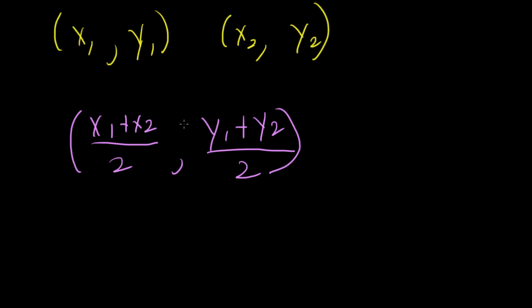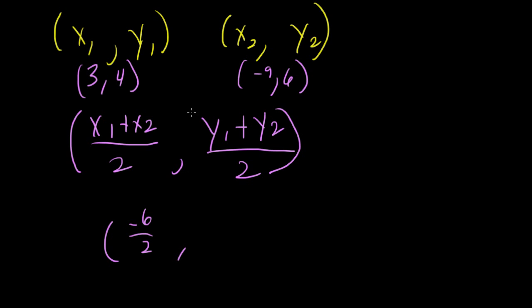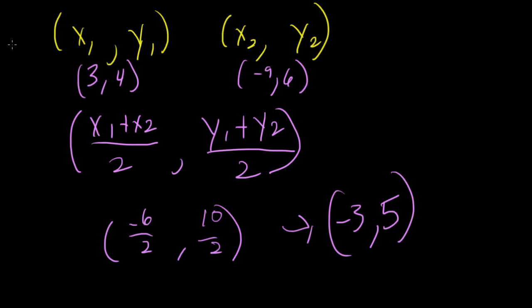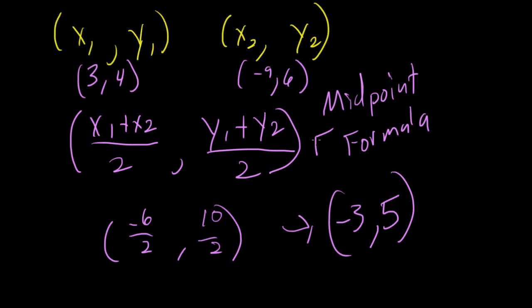The midpoint formula is actually a coordinate, so let's pretend we had 3, 4, and -9, 6. Then we'd just add. We'd say, okay, 3 and -9, that's -6 over 2. Add our y's, 10 over 2. So our midpoint would actually be -3, 5. That's the midpoint formula. It's very simple. Okay, so know that.